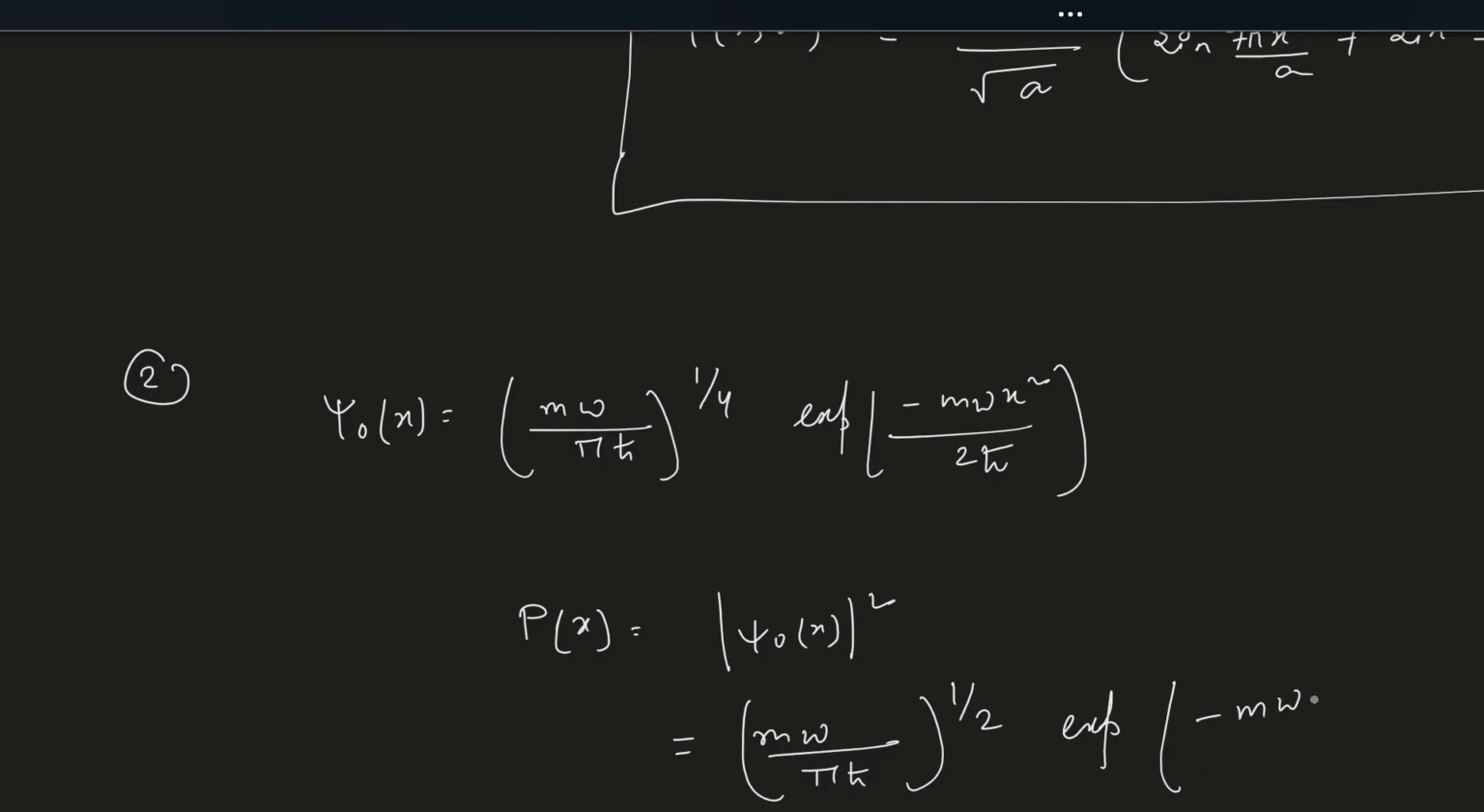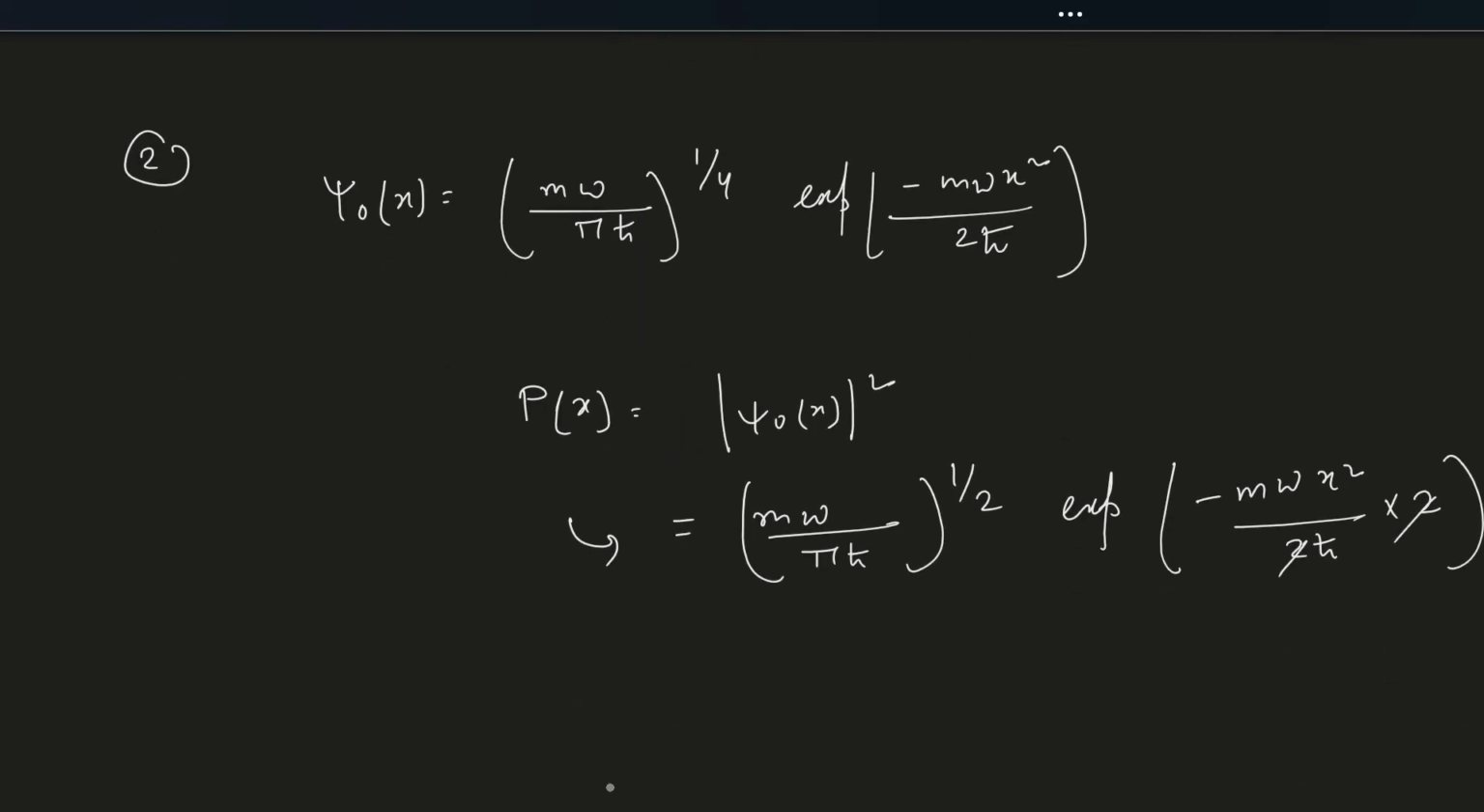minus m omega x squared by 2 h bar into 2, because when you take e to the power y and square it, it is basically e to the power 2y. So this 2 is from there, and this cancels out with this. So this is the probability density expression.